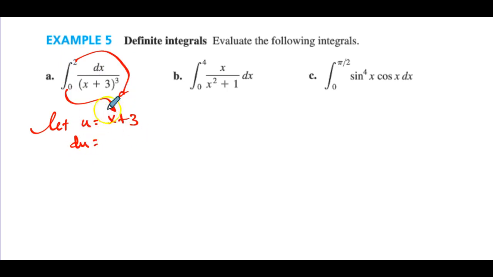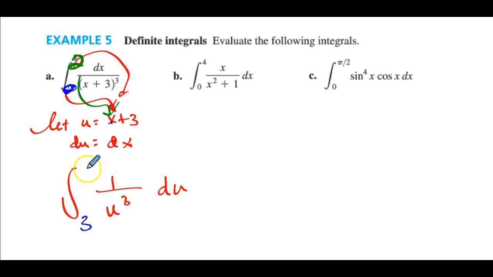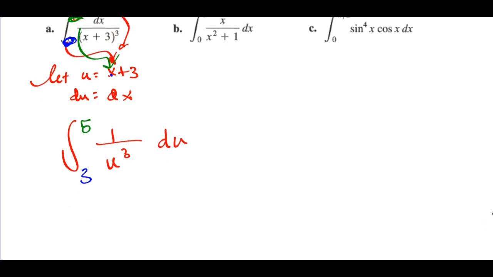So if u is the inside function x plus 3, du is just dx. So I've got the integral of 1 over u cubed du, but it's no longer 0 because it's in terms of u now. So 0 plus 3 is 3, and then this 2 up here, I tried to get it up in green, gets plugged in there and turns into a 5, and so the 0, 2 goes to a 3 and a 5 in terms of u.